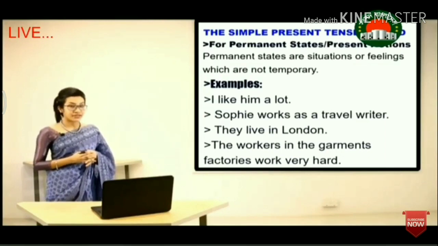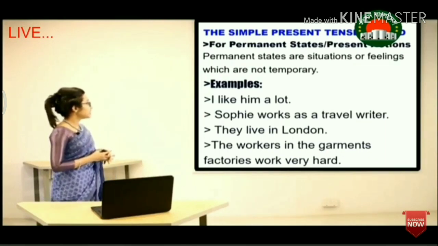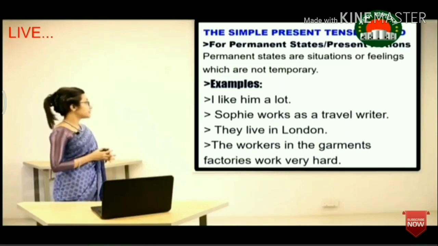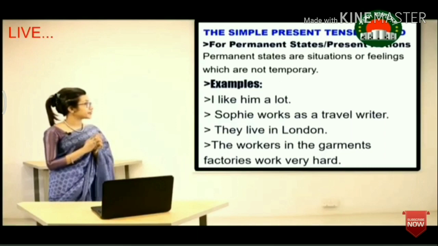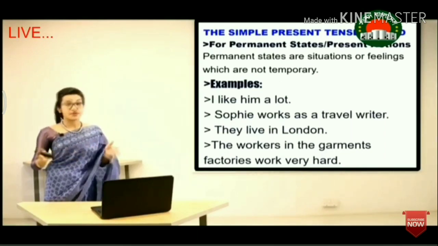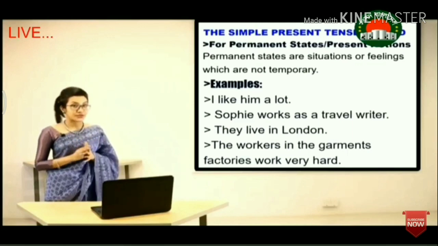The third example is they live in London, and the last one is the workers in the garment factories work very hard. All these events are happening in the present. They are part of present action. For this reason, we have used simple present tense here.